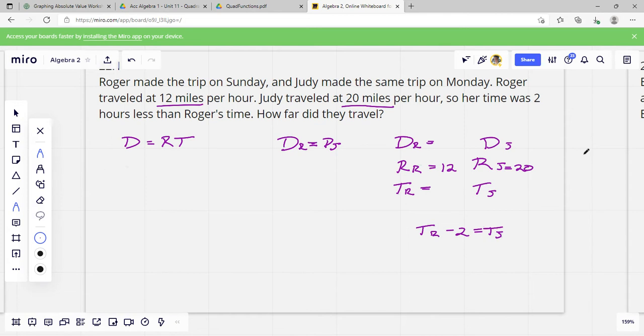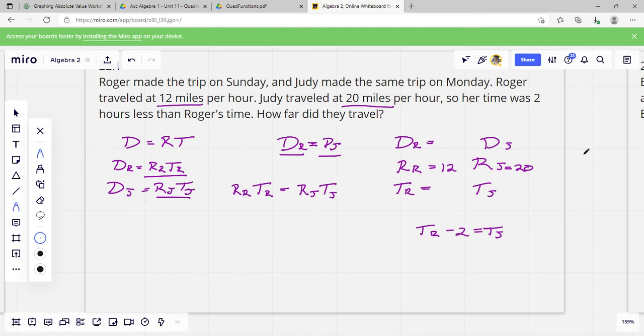Okay, so if we know the distances are the same, like if we break this down and we say the distance of Roger equals the rate of Roger times the time of Roger, right? And then the distance of Judy equals the rate of Judy times the time of Judy. If we look at this and say the distance of Roger is equal to the distance of Judy, that means that this whole part of the equation and this whole part of the equation are equal. So we could say the rate of Roger times the time of Roger equals the rate of Judy times the time of Judy. Does that make sense?